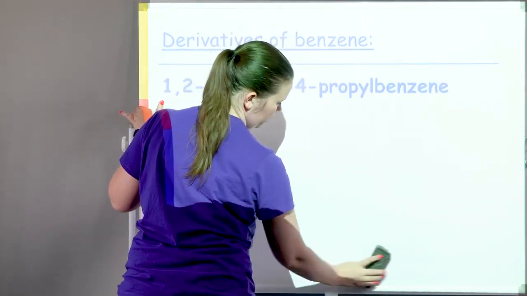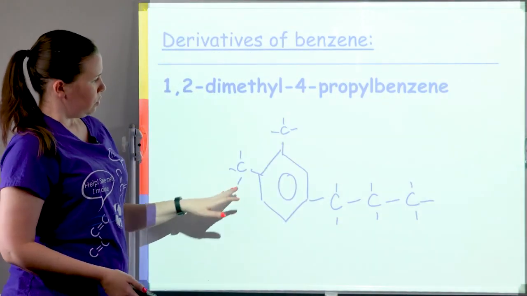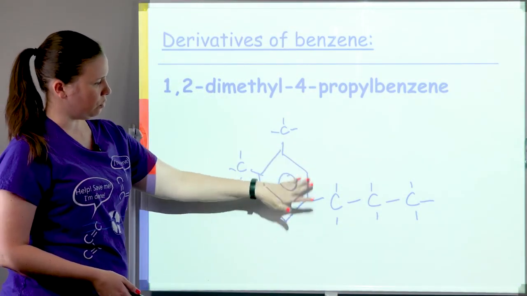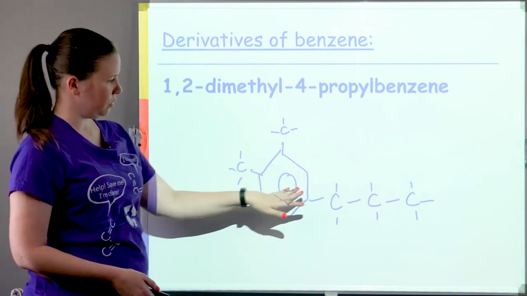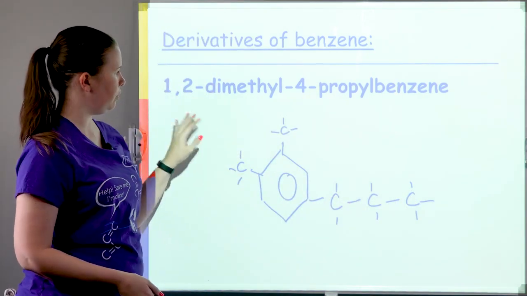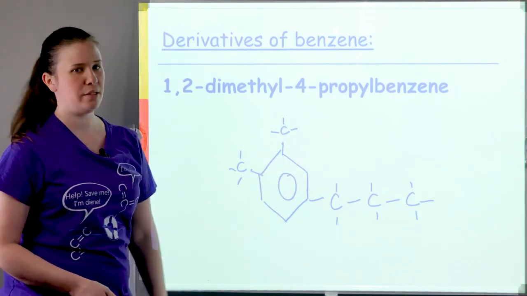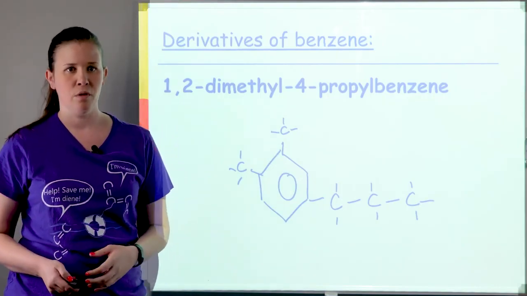You've just got to get your spacing right. Follow those numbering rules. So here they have 1, 2, 3, 4, drawn the same thing. The 3-carbon attachment, my propyl group on the 4th carbon, and right next to each other, 2 separate methyl groups, all on benzene as the base molecule.